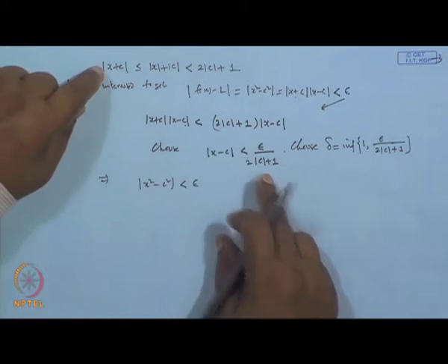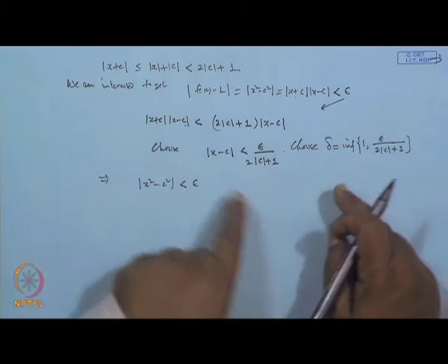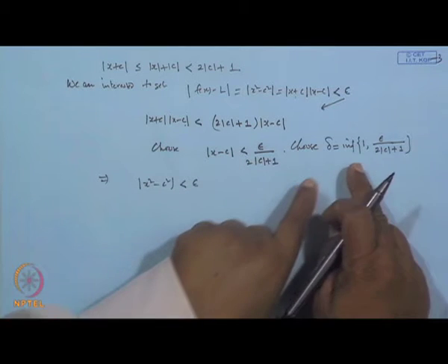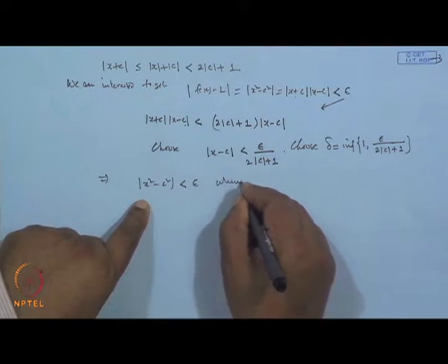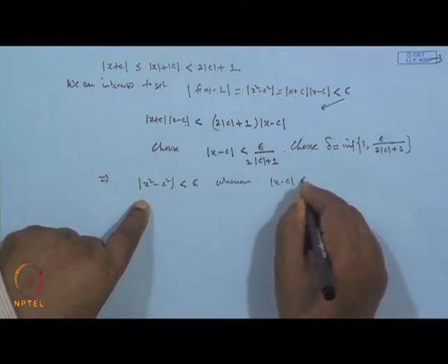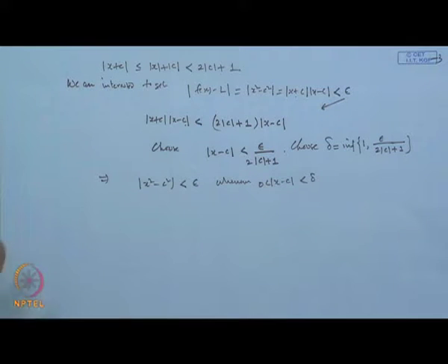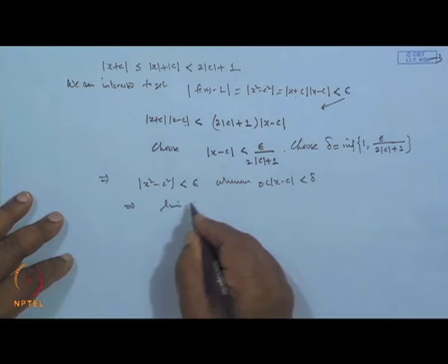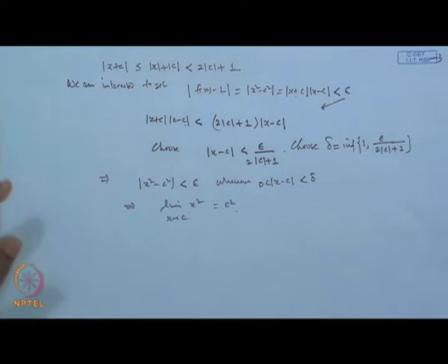That is, for a given epsilon, we can identify this delta such that whenever |x minus c| is less than delta, and of course greater than 0, this will continue to hold. So, this shows the limit of the function x squared when x tends to c is c squared. That is the answer for it.